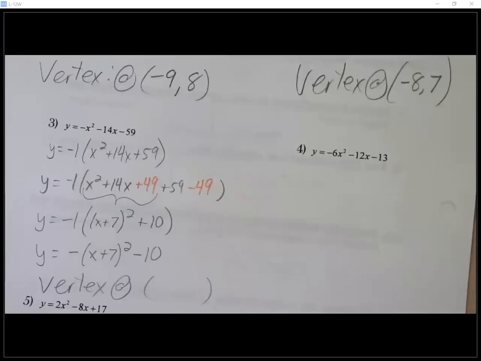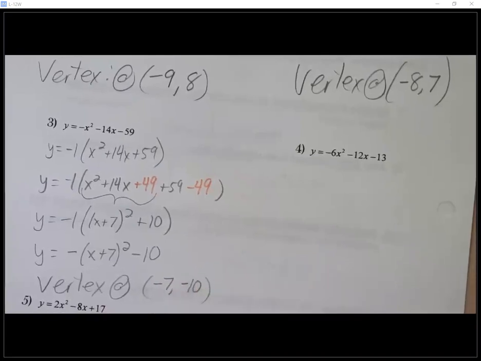How did we do? Did you get what I got for 3? Where's my vertex? -7, -10. Take a moment, double check. If yours didn't match mine and you can't figure out why, let me know so I can help you.